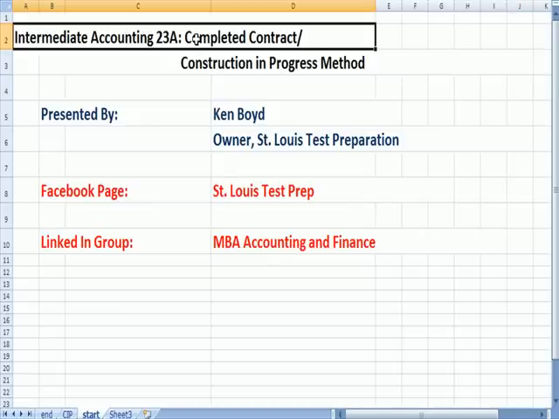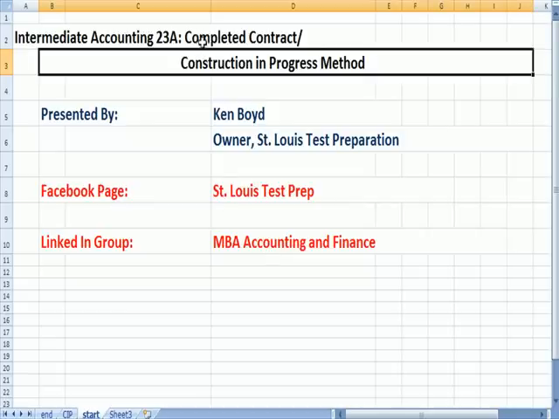Intermediate accounting 23A, construction in progress method and completed contract.